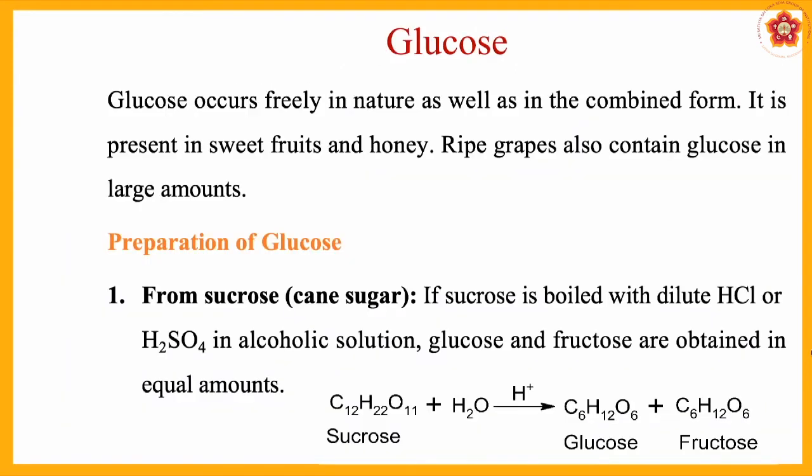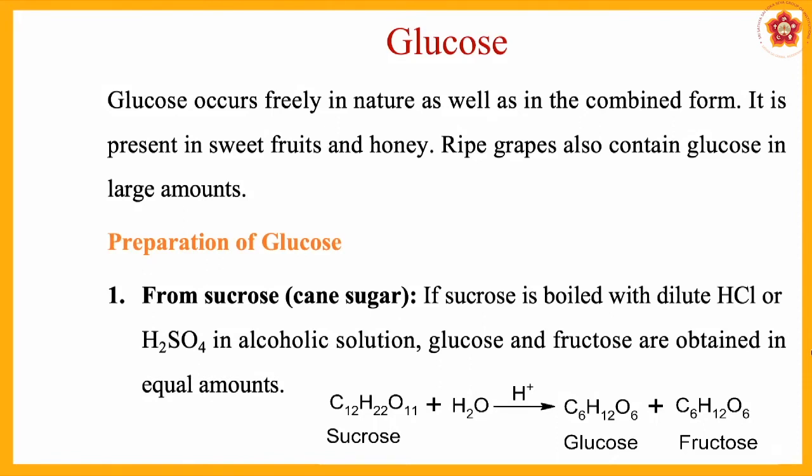Next we will study the preparation of monosaccharide. Here, in monosaccharides, we usually study glucose. Glucose is very important even for your life, right? Glucose occurs freely in nature as well as in the combined form. It is present in sweet fruits and honey. Ripe grapes also contain glucose in large amounts.